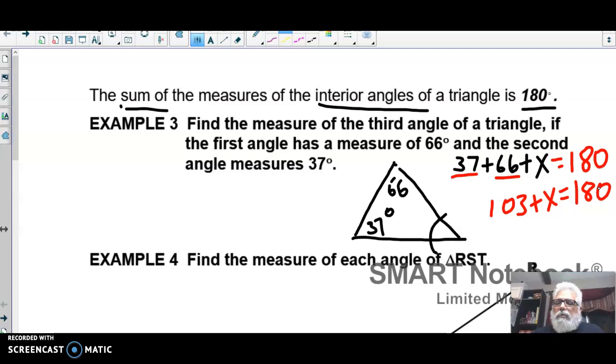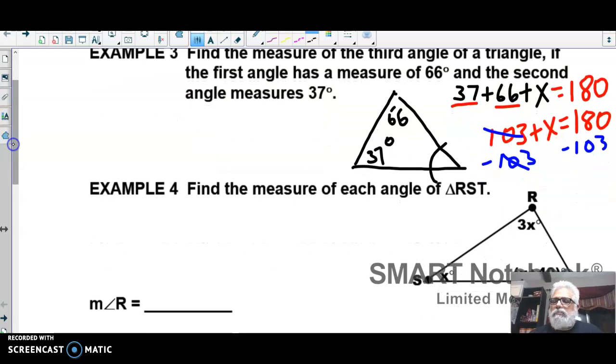And then I'm going to solve for the x, which means I have to subtract the 103. And remember, my purpose is to get rid of the 103, which I do. And then x is equal to 77 degrees.